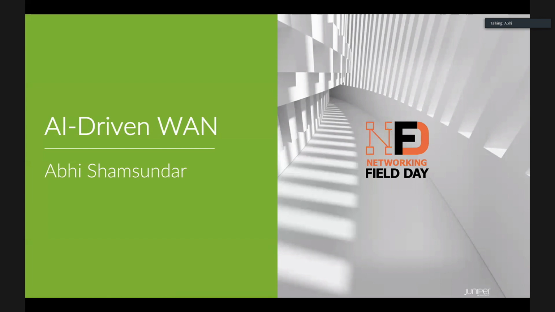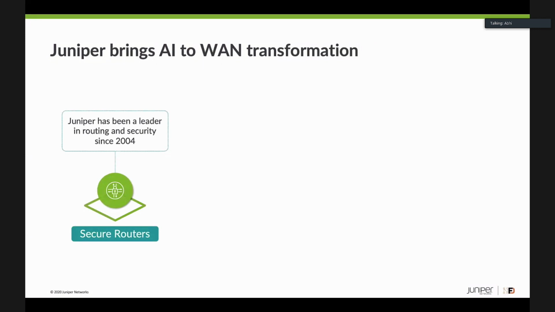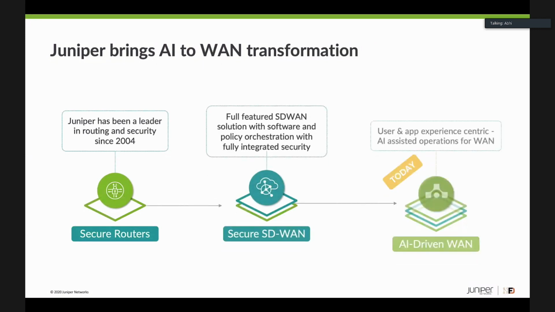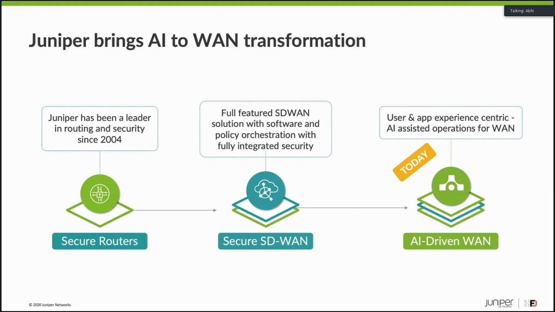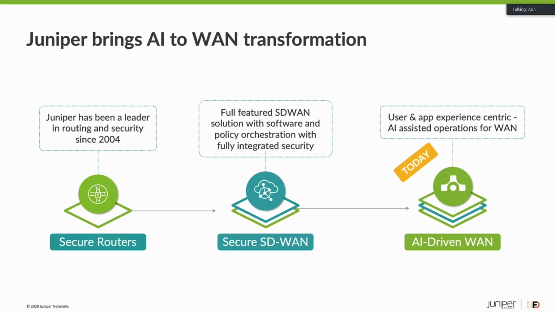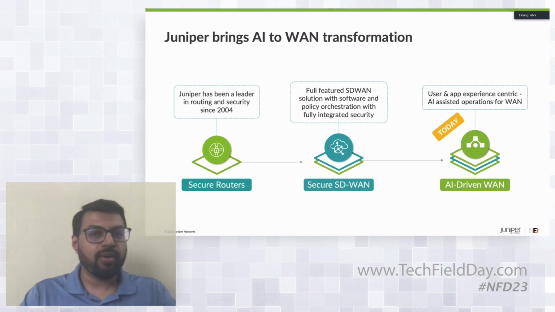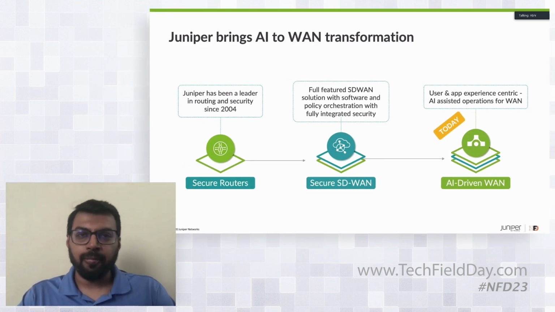I'm really excited about introducing the AI-driven WAN to the community. One of the most important strengths Juniper has always had is the rich legacy with secure routers, with the SRX portfolio. We moved it to the SD-WAN solution with full-blown policy orchestration, and security integrated well within. Now comes the transformation into AI.